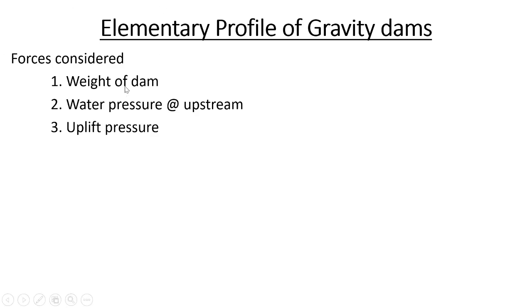So when you consider the elementary profile of a gravity dam, there are 3 different types of forces that we are considering. First one is weight of the dam. Second one is water pressure only at upstream. We will not consider the water pressure at downstream for the elementary profile of a gravity dam. And the third force is uplift pressure. These are the three forces that we have to consider in order to study the elementary profile of gravity dam.